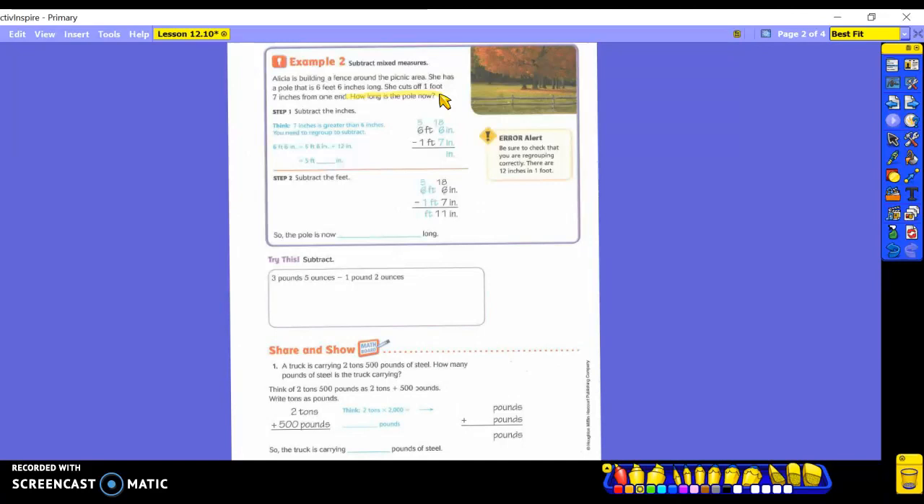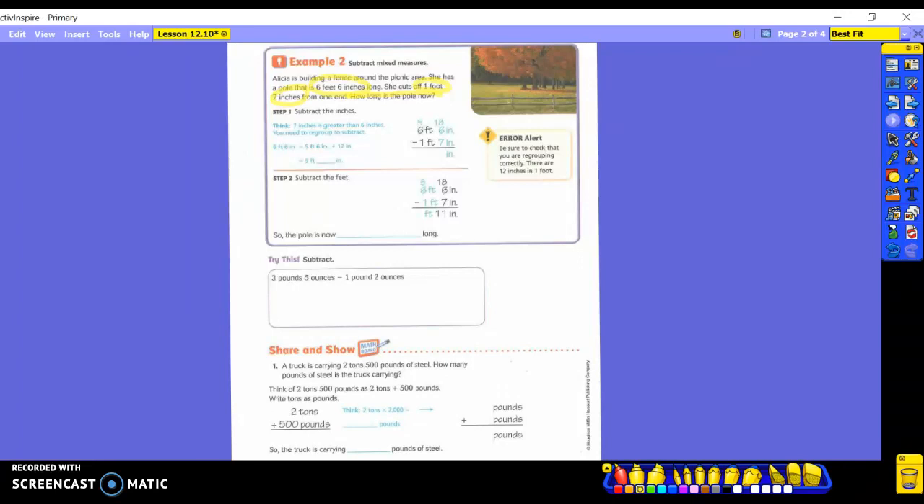So what did she start with on the fence, Chase? How long was the pole? 6 feet, 6 inches. Okay, so that's what we're starting with. And what does she cut off of the pole? 1 foot, 7 inches. So just like the front side, we're going to write it like it is a subtraction problem. So we write the 6 feet 6 inches minus the 1 foot 7 inches.